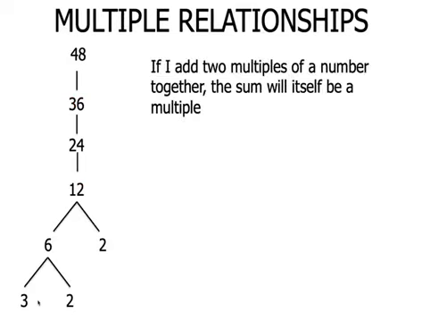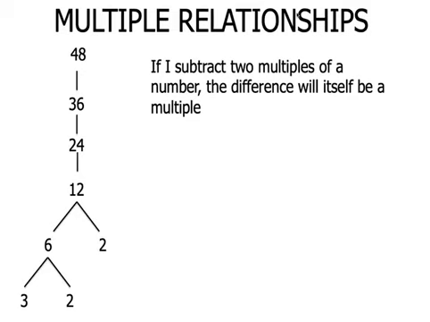Okay, let's talk about the relationships between multiples of a certain number. If I add two multiples of a number together, the sum will itself be a multiple of that number. So for instance, 24 is a multiple of 12. 36 is also a multiple of 12. We have it right on the screen here. 36 and 24 summed together make 60. Is 60 a multiple of 12? It sure is. So if I add two multiples together, the sum of those two multiples will itself be a multiple of that number.